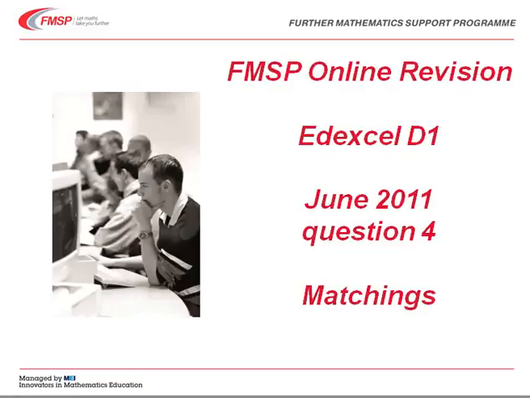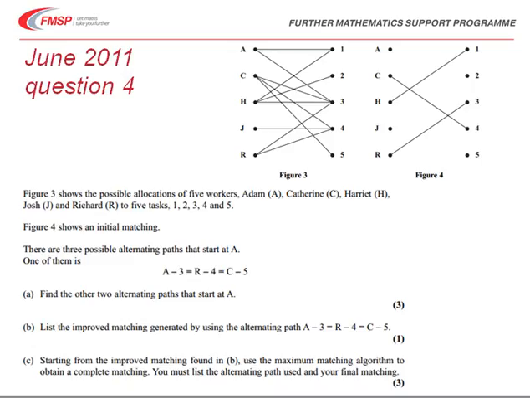In this video I'm going to be looking at the solution to question 4 of the June 2011 Edexcel D1 paper. The topic of the question is matchings. The question talks about figure 3, which shows possible allocations of 5 workers, Adam, Catherine, Harriet, Josh and Richard, to 5 tasks numbered 1 to 5. And then figure 4 shows an initial matching of those people to their tasks.